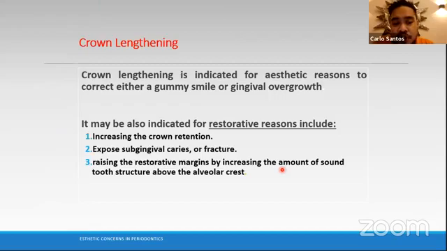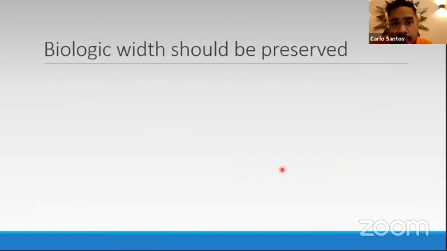Increase the crown retention, exposure of subgingival caries or fracture, raising the restorative margins by increasing the amount of sound tooth structure above the alveolar crest. Again, I was stressing a while ago the importance of biologic width. Never violate your biologic width. You will have problems, believe me.